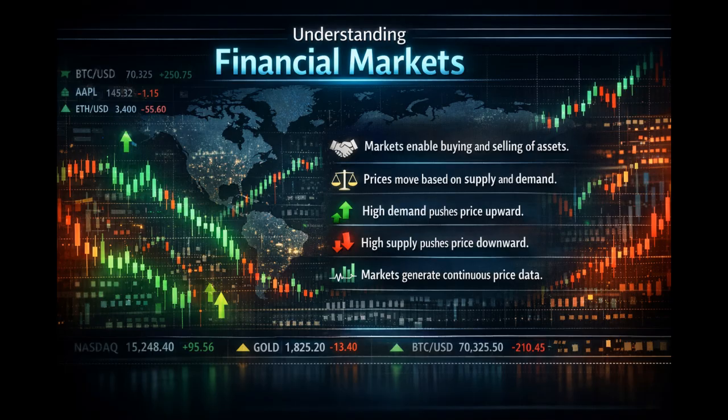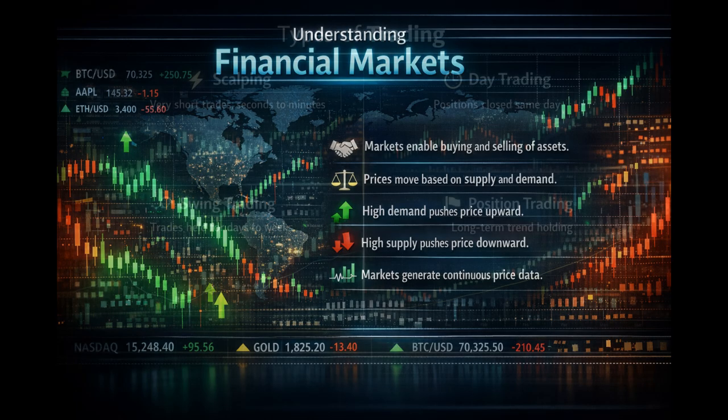Financial markets generate enormous volumes of price data every second. Traders and analysts study this data to identify patterns that may indicate profitable trading opportunities. Understanding the behavior of financial markets is therefore the first step in learning how to trade effectively.